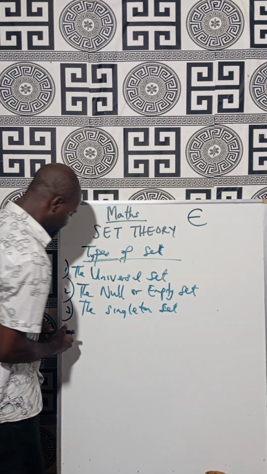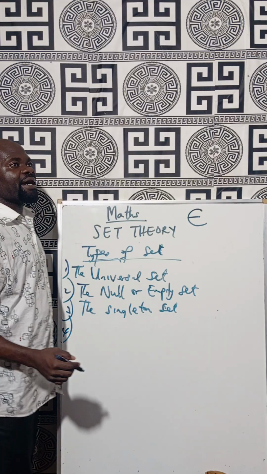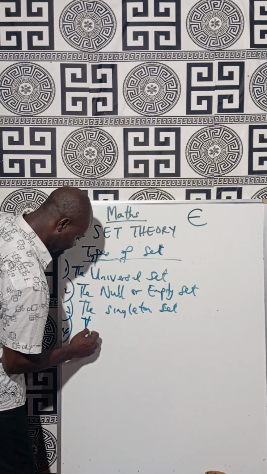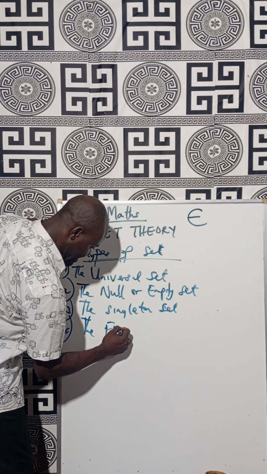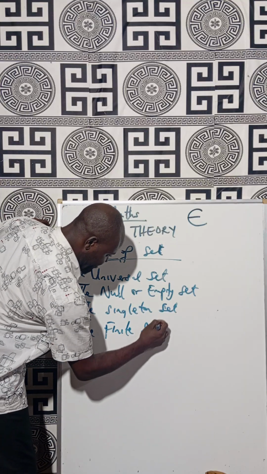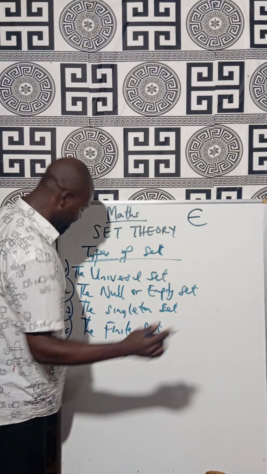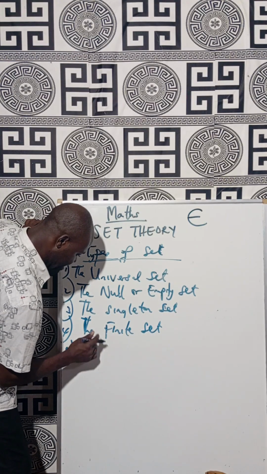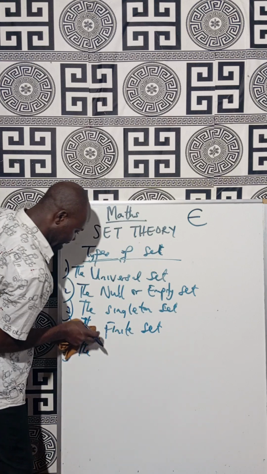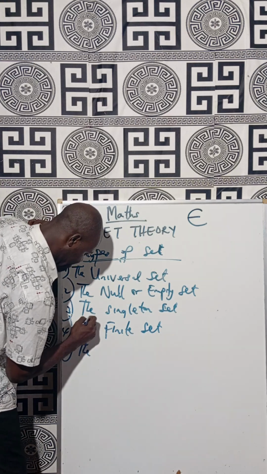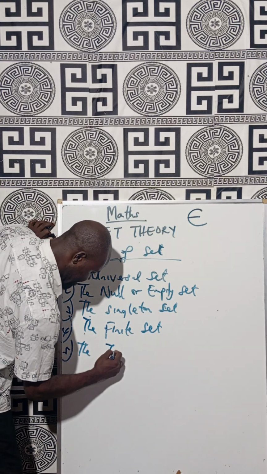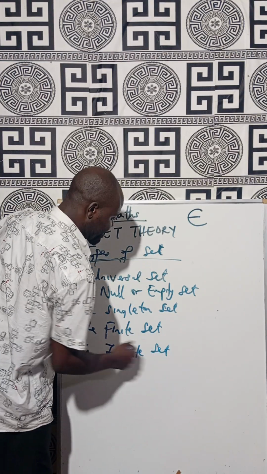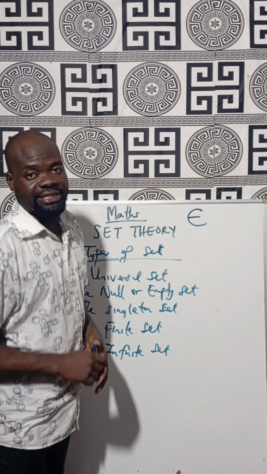Okay, let's take another one. Yes, finite sets. We have the finite set and the infinite set. If you look at finite, we must also look at infinite. So what's the finite set? From the word finite.